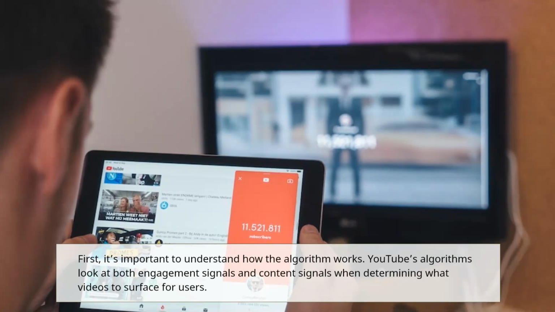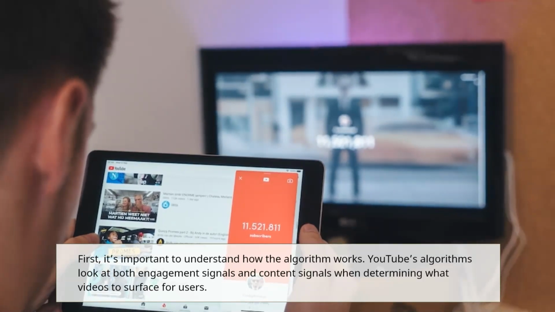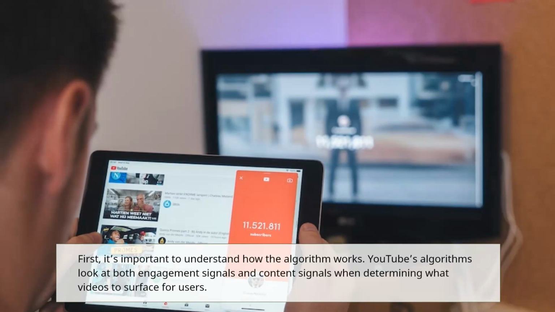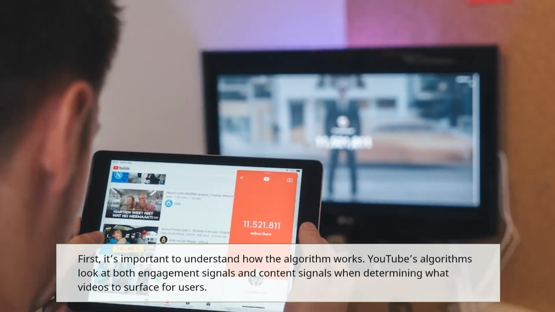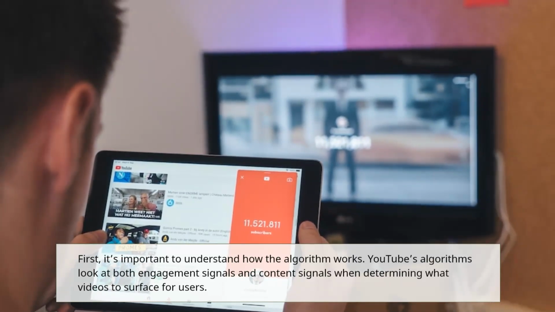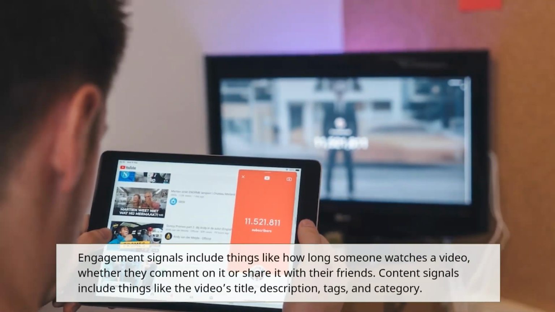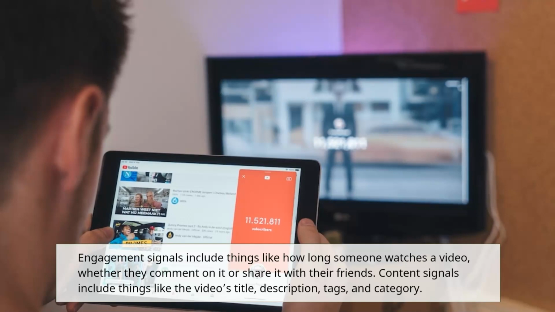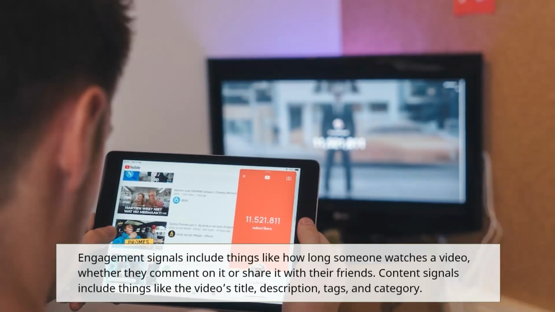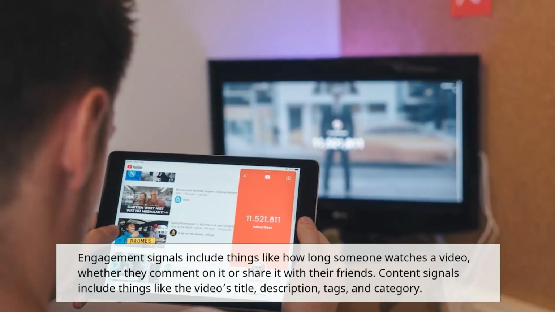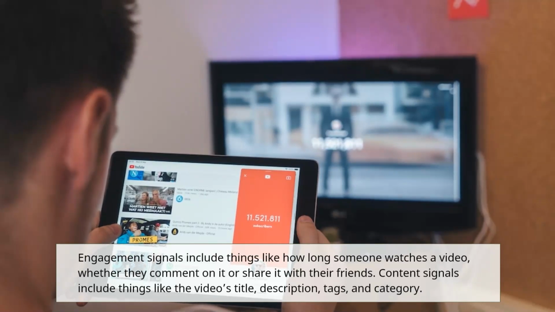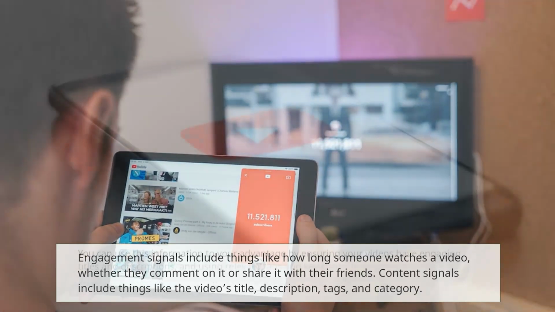First, it's important to understand how the algorithm works. YouTube's algorithms look at both engagement signals and content signals when determining what videos to surface for users. Engagement signals include things like how long someone watches a video, whether they comment on it or share it with their friends. Content signals include things like the video's title, description, tags, and category.